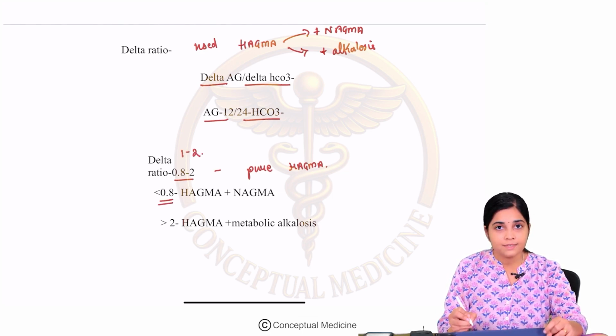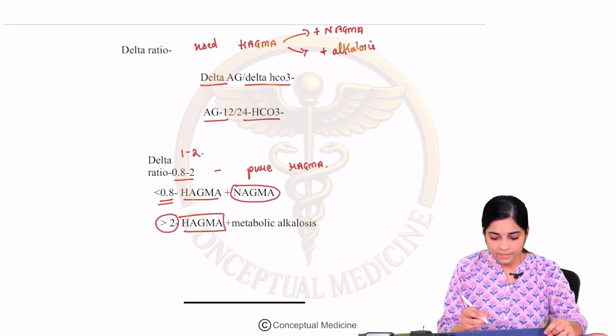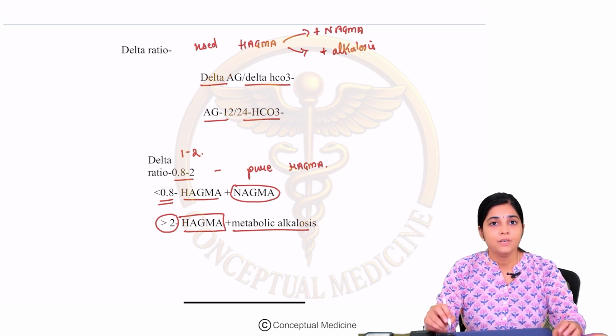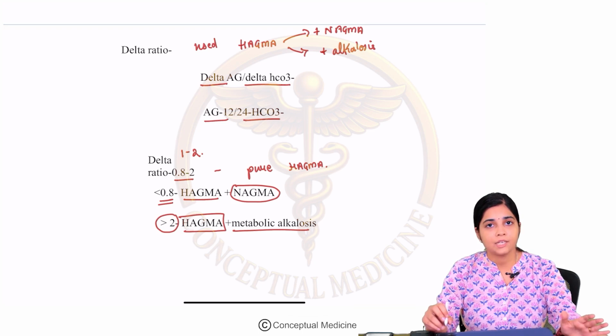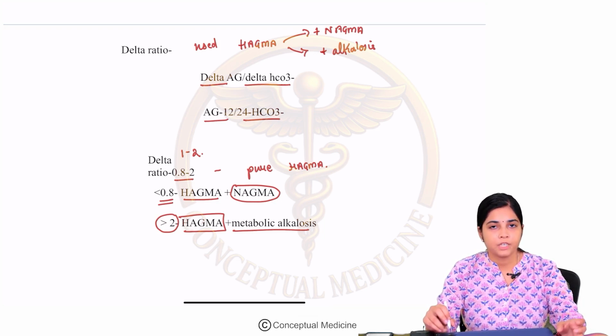If the delta ratio is less than 0.8, then there is a HAGMA with a superadded normal gap acidosis. If the ratio is more than 2, then there is a high anion gap acidosis with a metabolic alkalosis. Okay, so this is about your anion gap. Anion gap is basically used in your high anion gap metabolic acidosis to determine if there is an associated normal gap acidosis or an associated alkalosis, right? So the normal ratio is 0.8 to 2. If it is lesser than that, then it is HAGMA plus NAGMA. If it is more than 2, then it is HAGMA plus a superadded metabolic alkalosis.